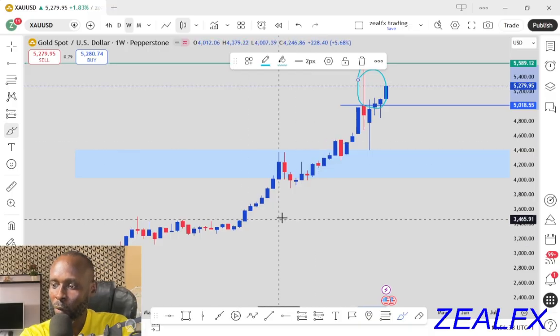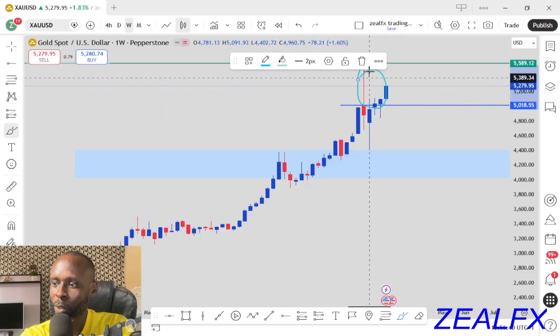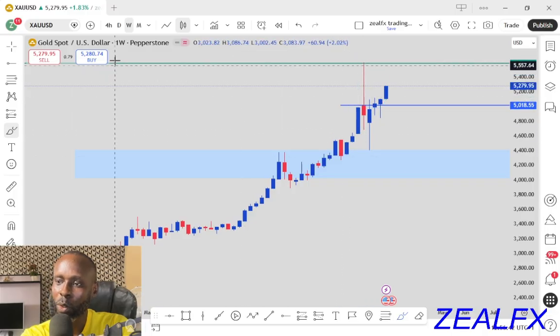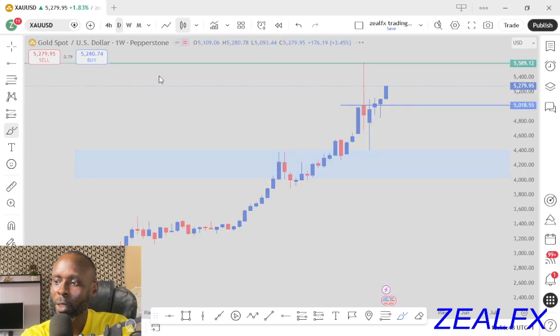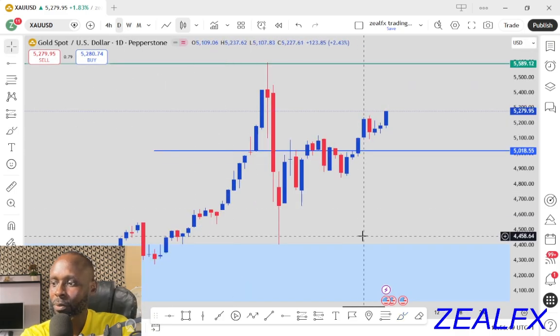But the structure of the gold USD on the weekly chart still remains uptrend. So long as we have this bullish momentum on the gold USD, our job is to stay bullish on the gold USD. So let's go back to the daily chart.